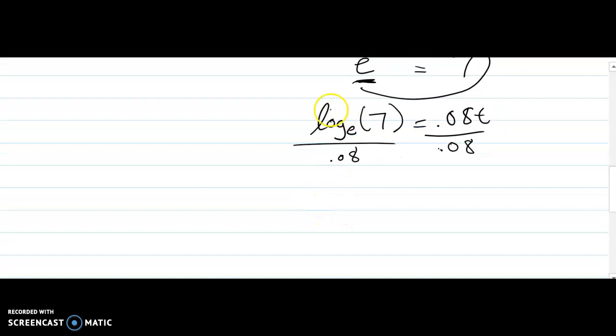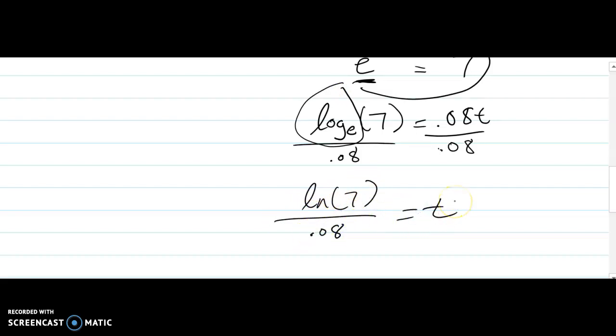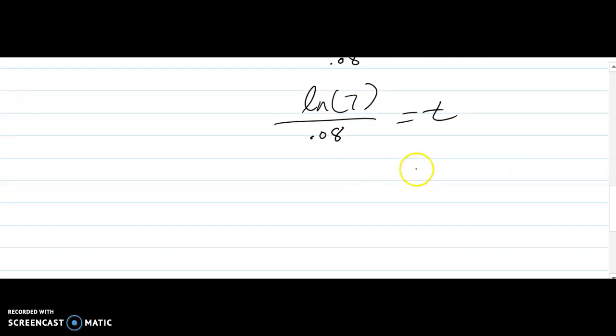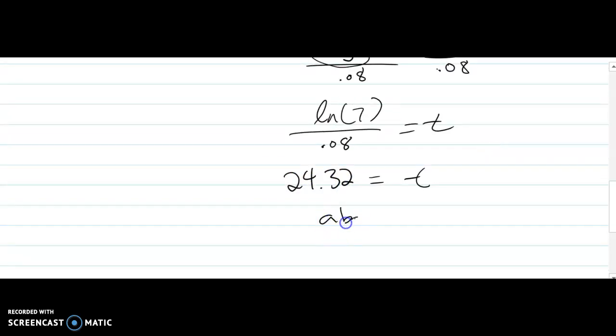Okay, and I get, remember this is just a fancy way of writing the natural log of 7 over 0.08 is equal to t. I plug this into my calculator, and I get 24.32. So about 24 years. And there's my answer.